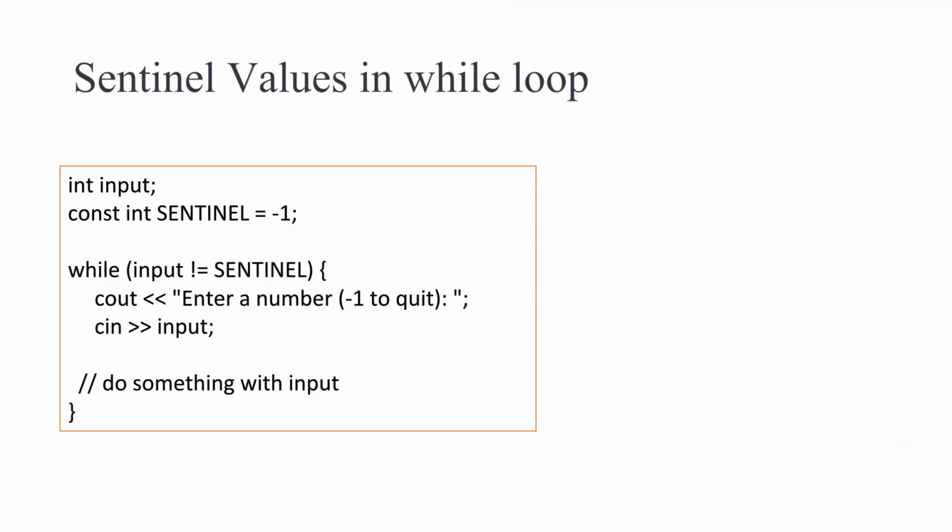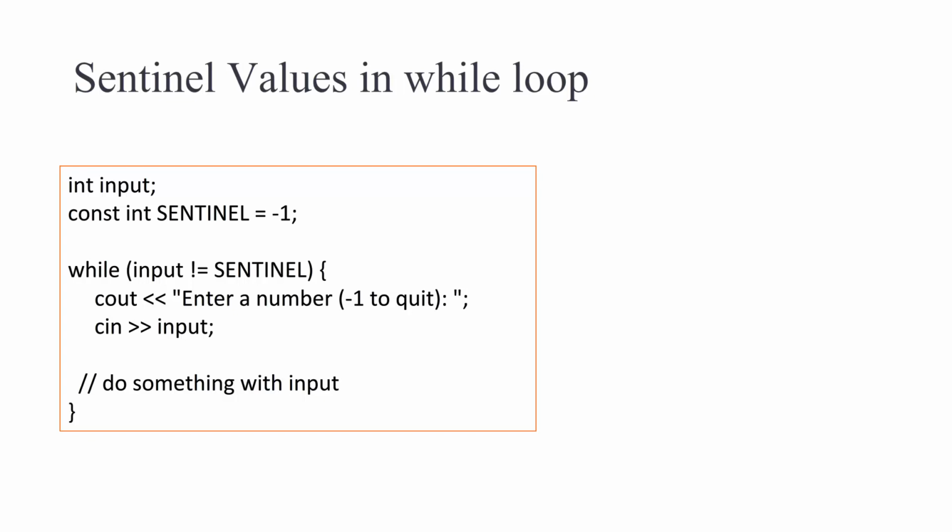In programming, a sentinel value is a special value that is used to indicate the end of a sequence of input data. In a while loop, a sentinel value can be used to control the loop and terminate it when the sentinel value is encountered. Here's an example of using a sentinel value in a while loop to read input from the user until the user enters a specific value, in this case, -1.